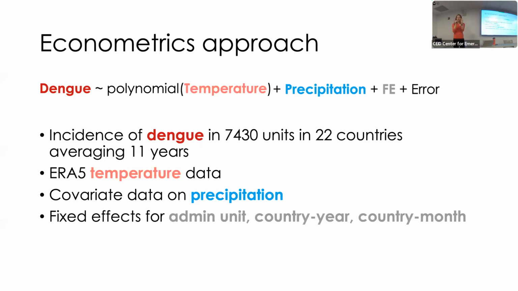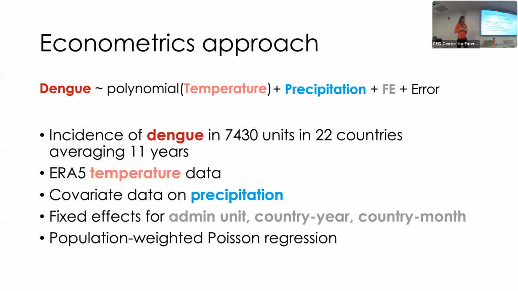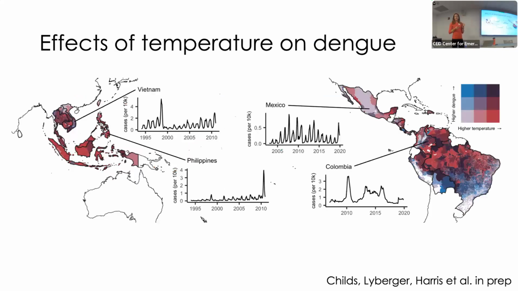And we're really comparing those two to each other to ask what that relationship is. And then this is a population weighted Poisson regression. So we're weighting these units by population, so their effects are more informed by the higher population size locations. This is what our data set looks like.